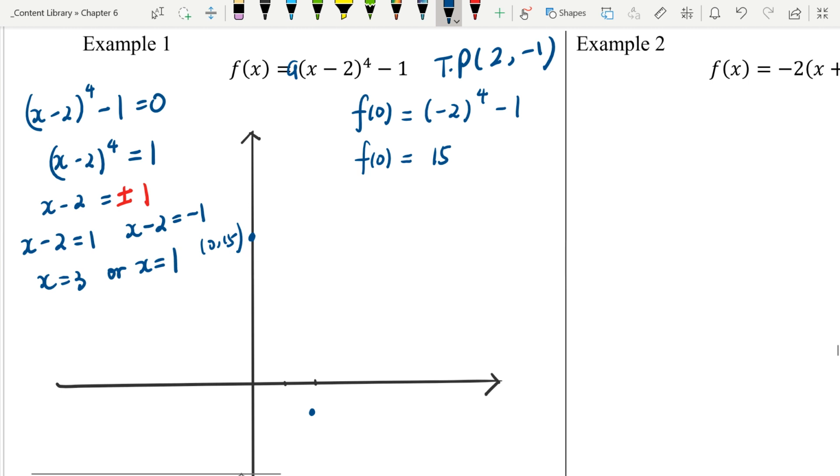So the coordinates are this point here and this point here, 3 comma 0 and 1 comma 0. This point is 2 comma negative 1.